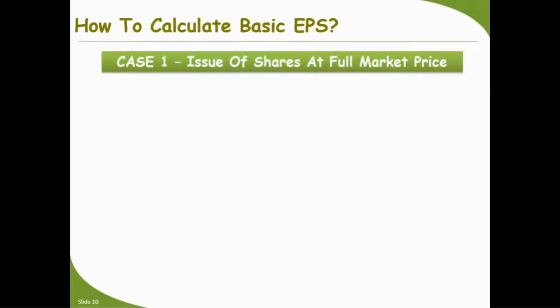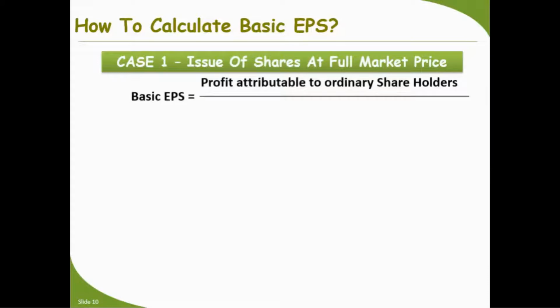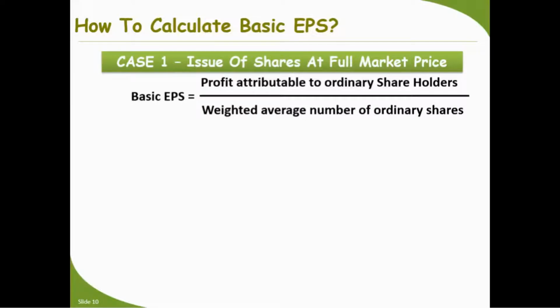The first case is issuance of shares at full market price. In that case, how will we calculate basic EPS? The formula is the same: profit attributable to ordinary shareholders divided by weighted average number of ordinary shares. Now, there is a possibility that you may have issued shares during the time period. Like at 1st January 20x9 you have some shares, and then you may have issued shares at 1st April or 1st November or 1st October or 1st September or any date during the time period.